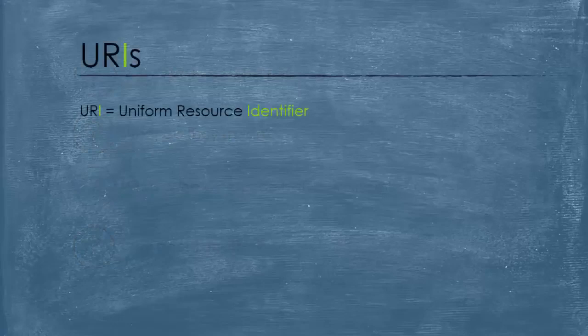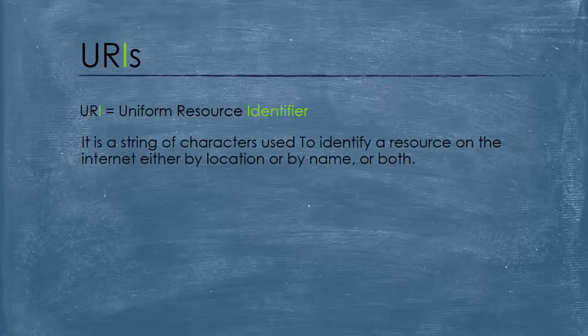Let's start by defining each one of them. The URI stands for Uniform Resource Identifier, and it is a string of characters used to identify a resource on the internet, either by location or by name, or both.